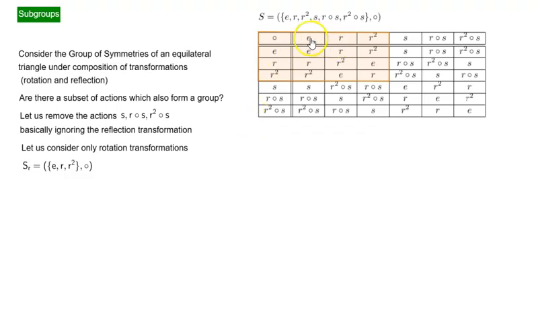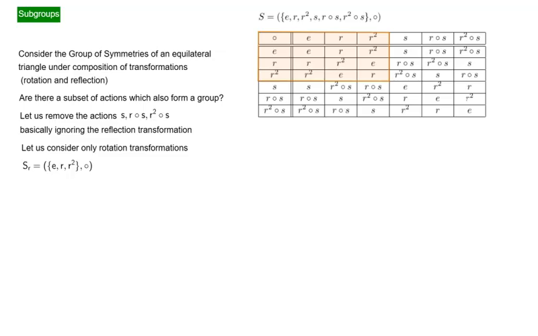Remember, E means no action. That means leave it unchanged. Or we can say rotation by 0 degree. R is rotation by 120 degree. And R square is apply the 120 degree rotation and then again apply 120 degree rotation. That is 240 degree rotation.